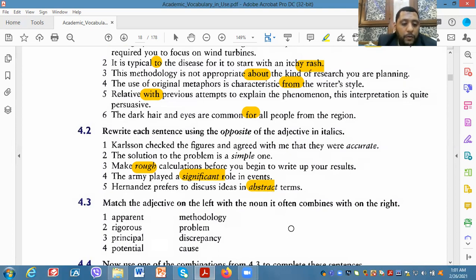Okay, 4.3. Match the adjective on the left with the noun it often combines with on the right. Again, match the adjective on the left with the noun it often combines with on the right. We need to match the adjectives, okay? So it's a kind of matching.